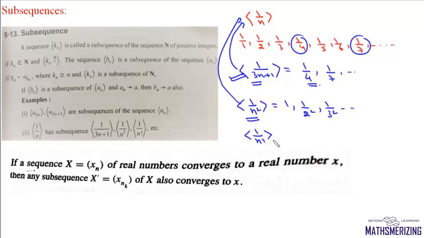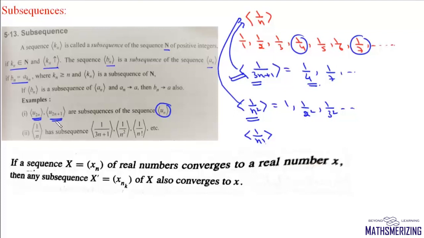Now the classical definition of subsequence is: a sequence kn is called a subsequence of sequence n of positive integers if kn belongs to n and kn is increasing. The sequence bn is a subsequence of sequence an if bn equals akn, where kn is greater than or equal to n and kn is a subsequence of n. So for any sequence un, the subsequence u2n represents the subsequence of even terms, and the sequence u2n plus 1 represents the subsequence of odd terms.